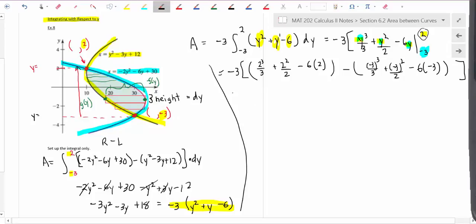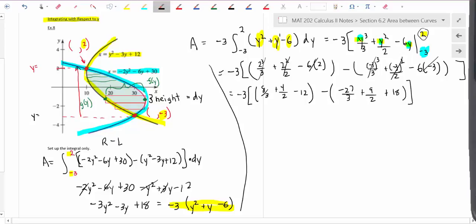We need to do this carefully. We have negative 3 times, this will be 8/3. This is going to be 4/2. This is going to be minus 12. And we can move over here. This is going to be negative 27 over 3. This is going to be plus 9 over 2. And that's going to be plus 18. All right, now working this out, in the next step we're going to have negative 3 times 8/3 plus 2 minus 12.